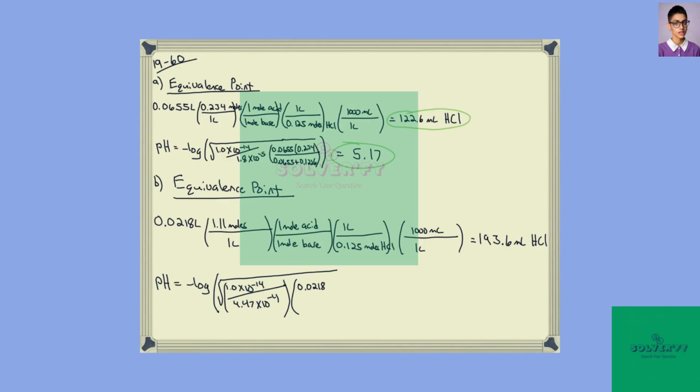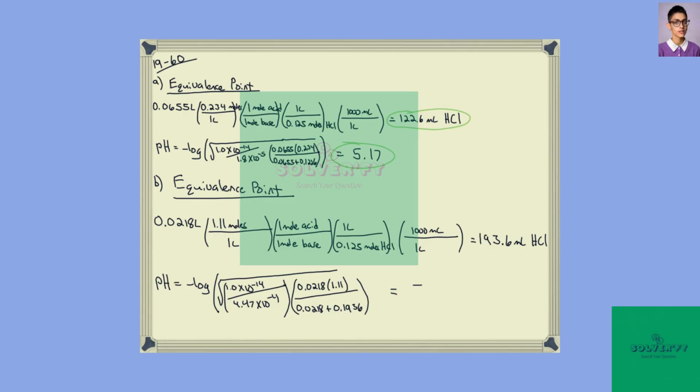Ka multiplied by the concentration of the now formed weak acid. How will we get the concentration of the formed weak acid? Well, every mole of methylamine we start with is now a mole of its conjugate acid. So we'll solve for the moles of methylamine we start with by taking the volume times molarity. This is the moles of methylamine we started with, and now the moles of the conjugate acid we just formed. We divide by the new volume, the 21.8 milliliters plus the 193.6 milliliters, and this will be the concentration of the weak acid.